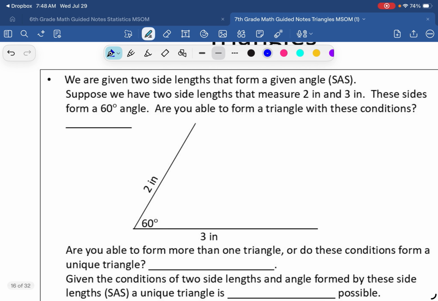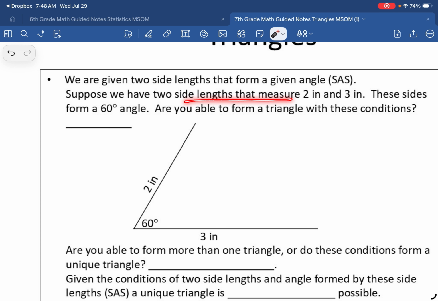We are given two side lengths that form a given angle. So we were given two sides and they form an angle in the middle. So we will say side, and then it goes to an angle, and then the other side. Suppose we have two side lengths that measure 2 inches and 3 inches. These sides form a 60-degree angle. Are you able to form a triangle with these conditions? Yeah, I can easily just connect that third side.